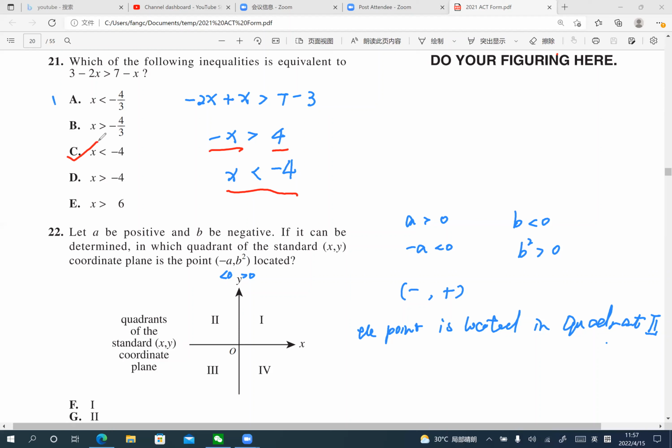Question 22. Let A be positive and B be negative. It can be determined in which quadrant of the standard xy coordinate plane the point negative A, B squared is located. Since A is greater than 0, negative A is less than 0. Since B is less than 0, B squared is greater than 0. So the point negative A, B squared should be located in quadrant 2. In quadrant 2, the x coordinate is negative and the y coordinate is positive. So we should choose option G.